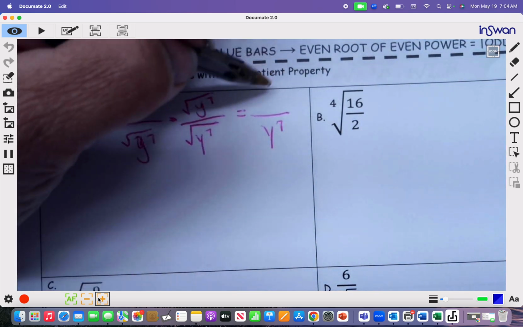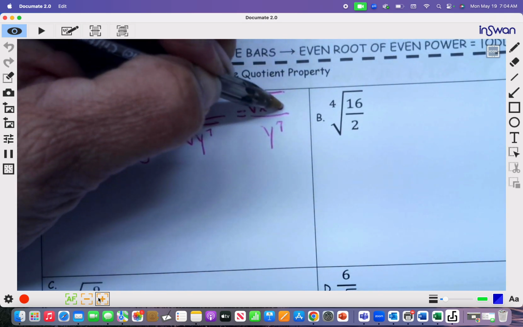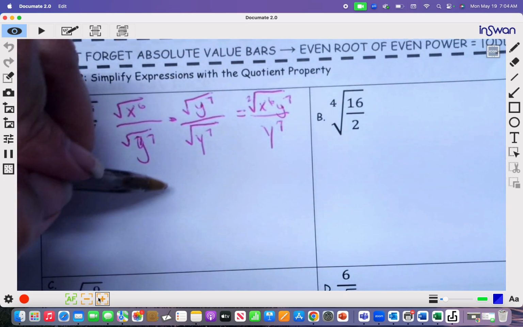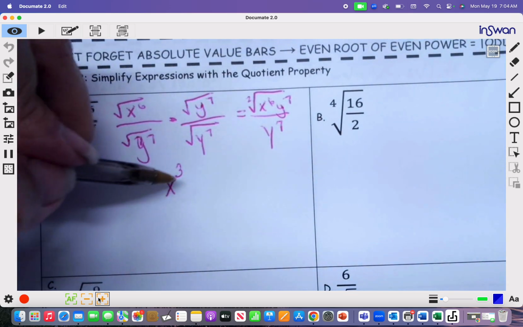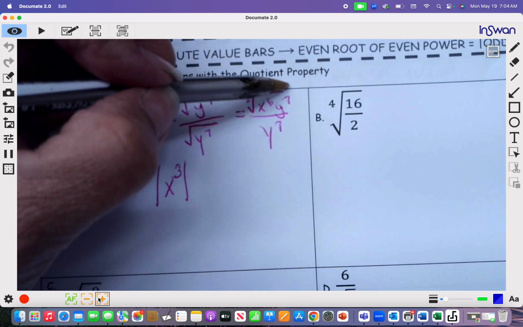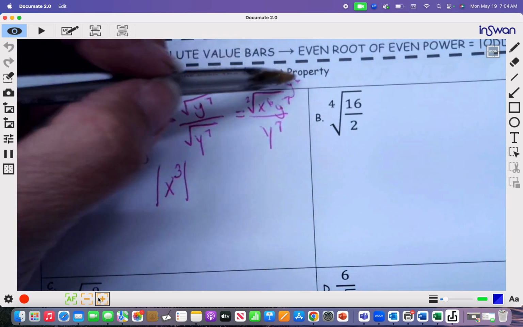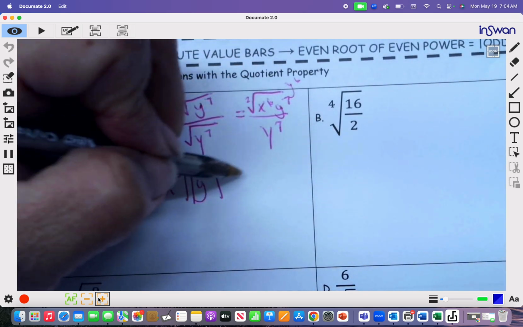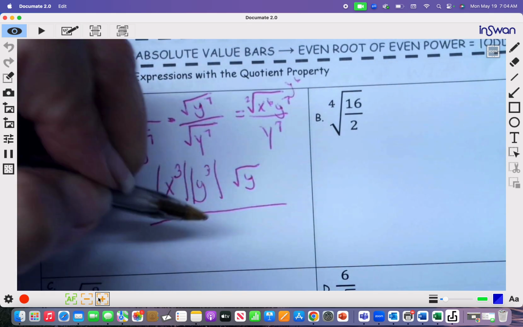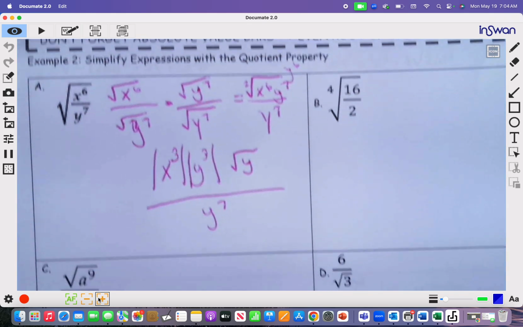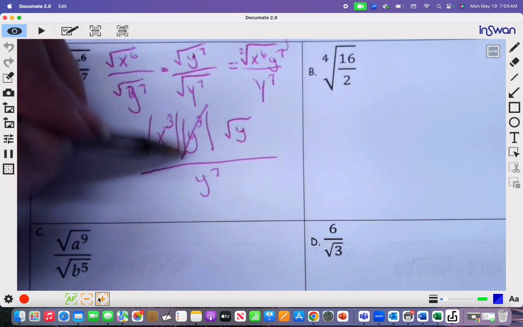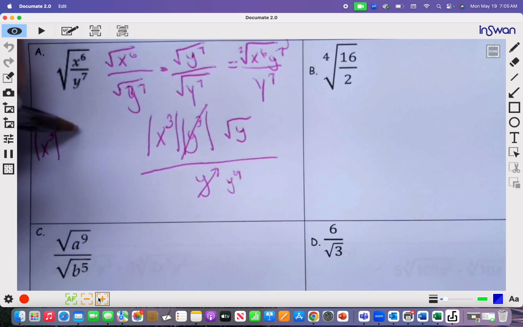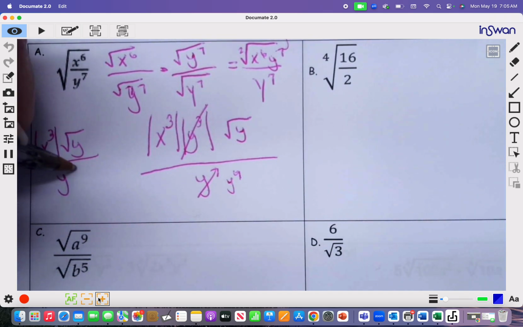On the top, these are both under the radical, so x to the 6th, y to the 7th, but this needs to be broken down. Don't forget there's really a 2 here. So 6 divided by 2 is 3. I notice I have an even odd rule. And then for the y, y to the 6th is again going to be y to the 3rd. And then I have a y left over on the top, and I have y to the 7th on the bottom. Now these y's can simplify, so this becomes y to the 4th. So my final answer is x to the 3rd radical y over y to the 4th.